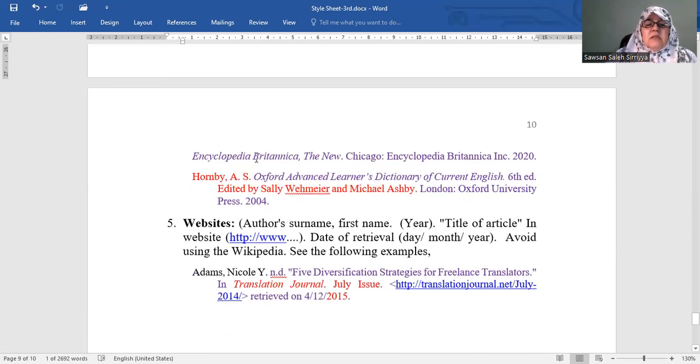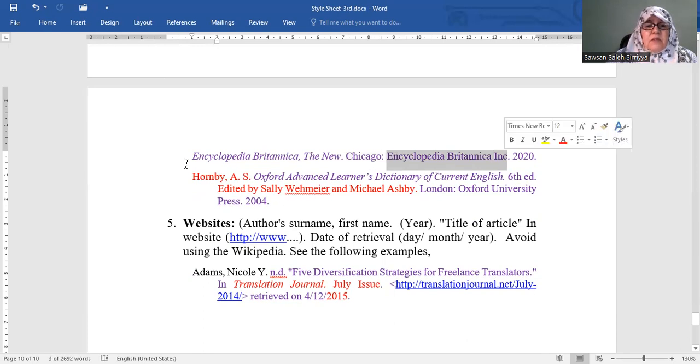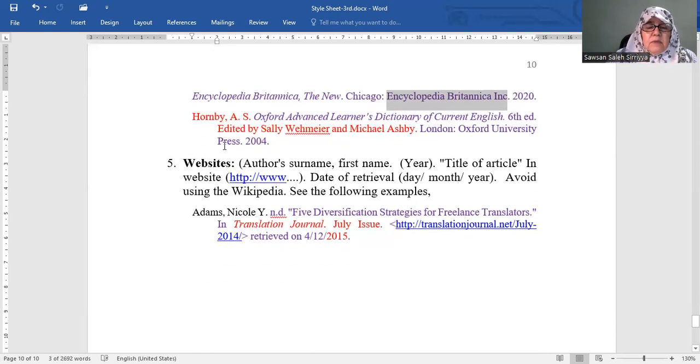Look, this is Encyclopedia Britannica, the new. This is the city, and then the publisher. After that, the year. Hornby, A.S., Oxford. You see, there is an author for this Oxford Advanced Learner's Dictionary of Current English. Then the edition, then edited by. You see here, I have an editor and I have an author. London, Oxford University Press.